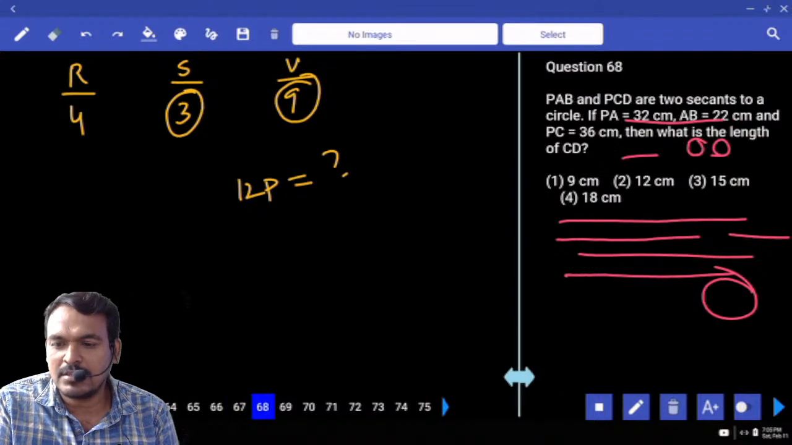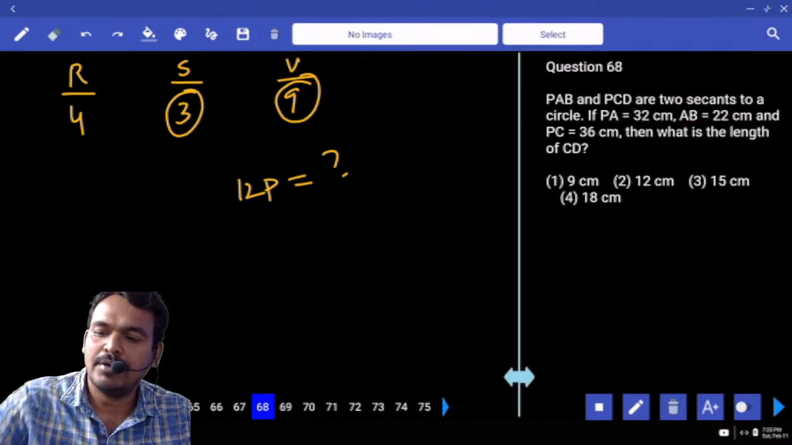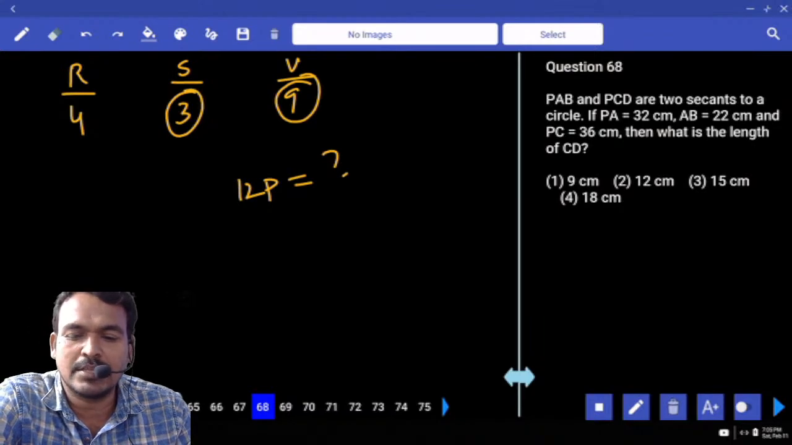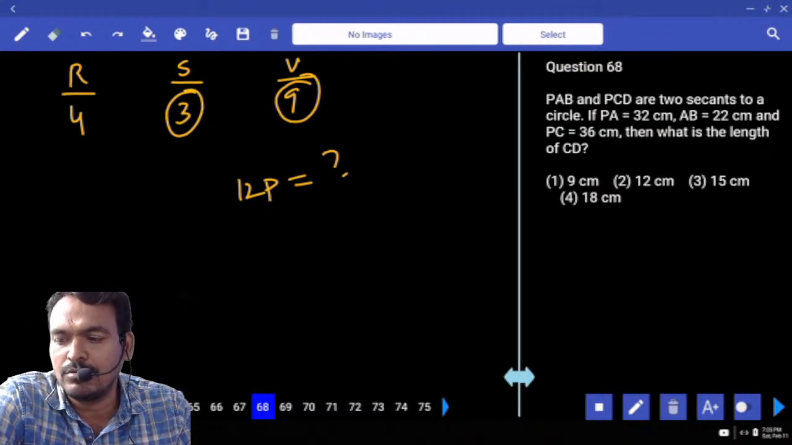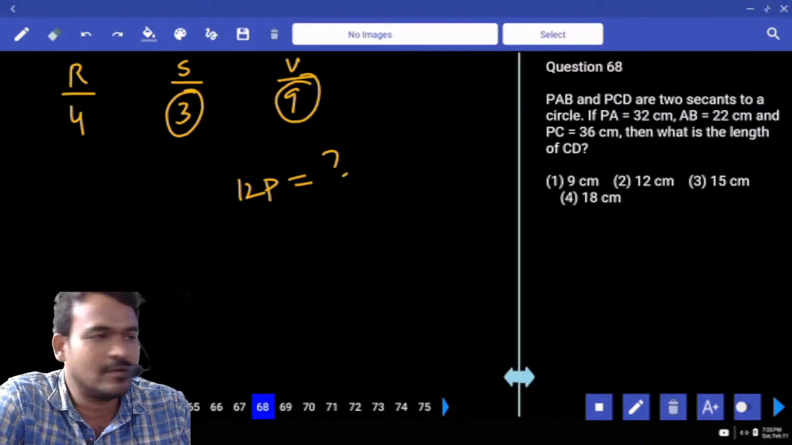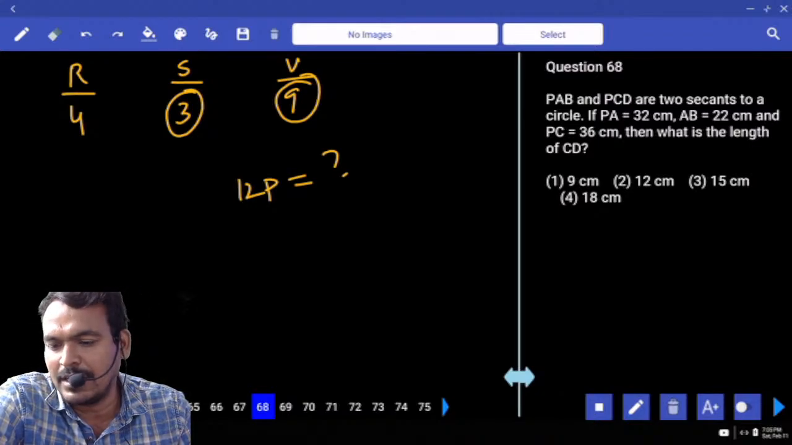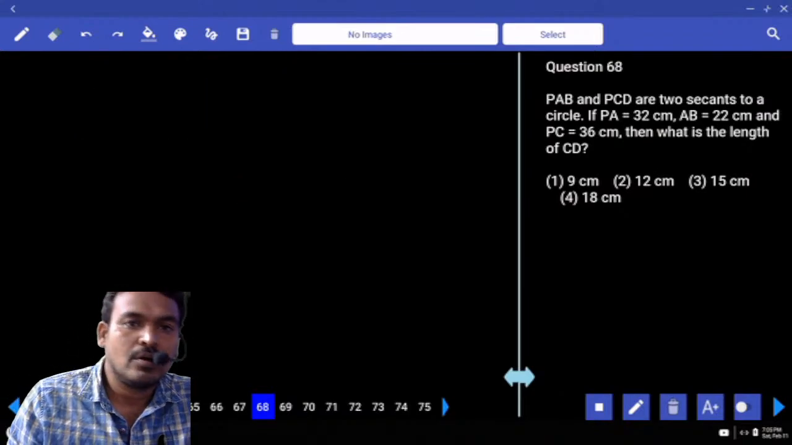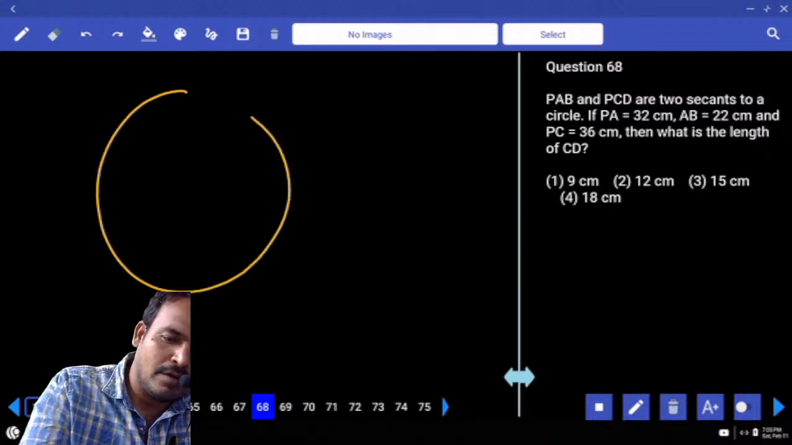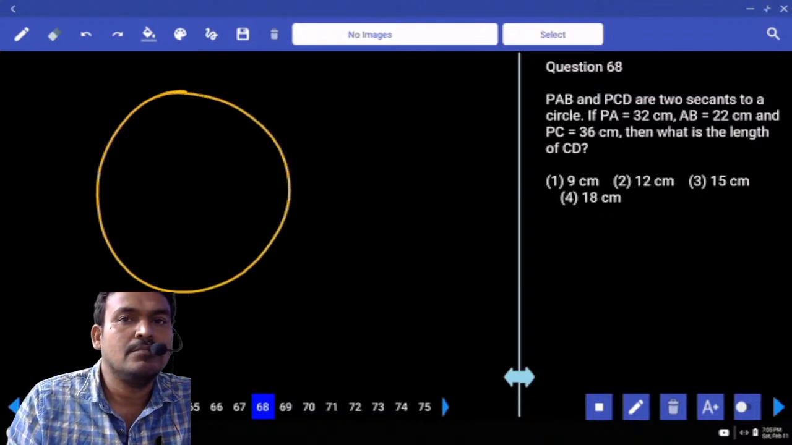Next question number 68. PAB and PCD are two secants to a circle. If PA equal to 32 and AB equal to 22 and PC equal to 36 centimeters, then what is the length of the CD? How many secants are there? 2 secants. One is PAB, another one PCD.